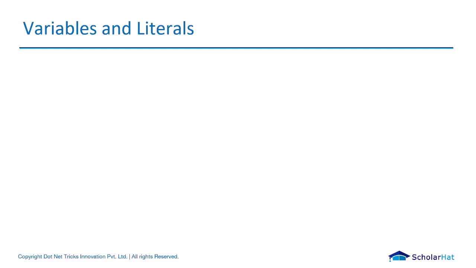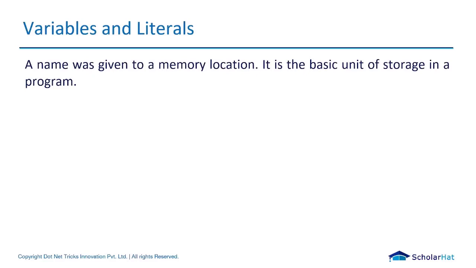Now we're going to study variables and literals. A name was given to a memory location. A variable is nothing, we just give some space in the RAM to store some value in it. This is the basic unit of storage. Literals means nothing, this is just the value, the number or the character, whatever we give. That is what literals is.